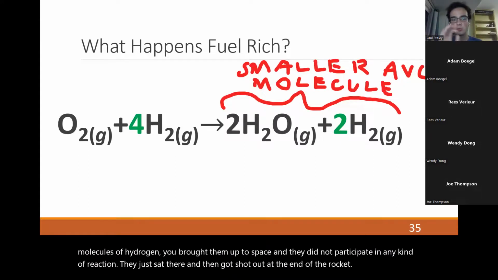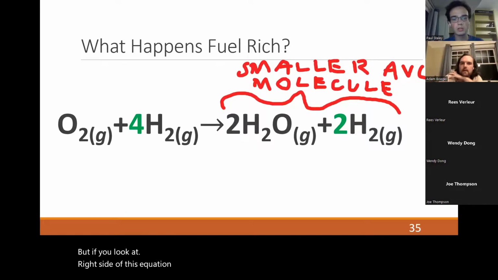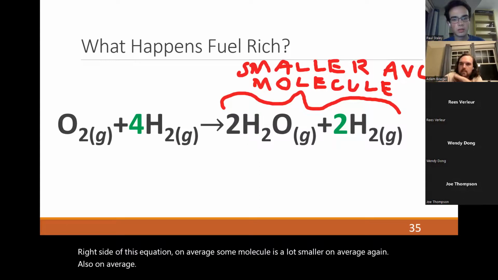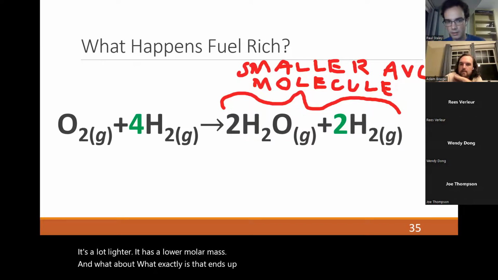But if you look at the right side of this equation, on average, the molecule is a lot smaller. On average, again. Also, on average, it's a lot lighter. It has a lower molar mass. We're going to talk about what exactly that ends up meaning now.